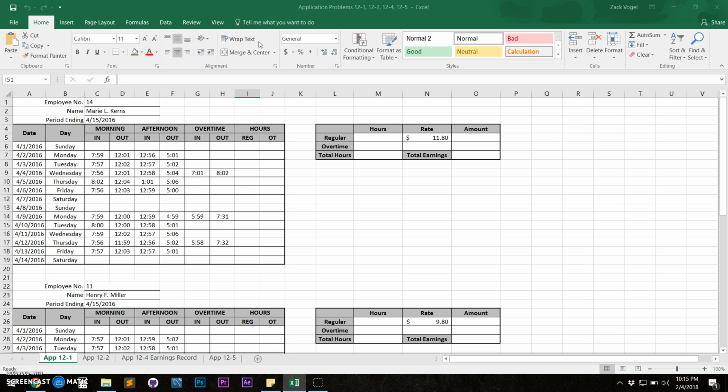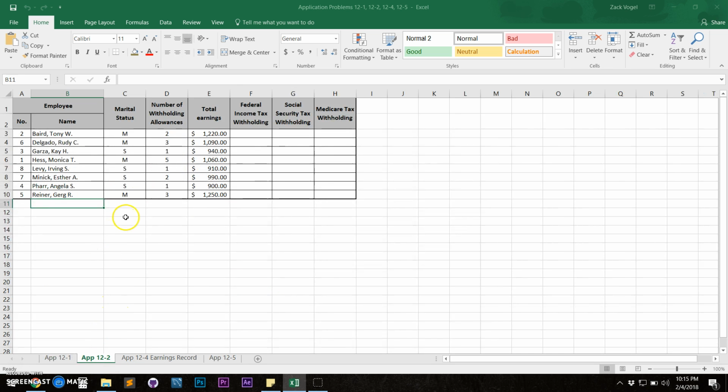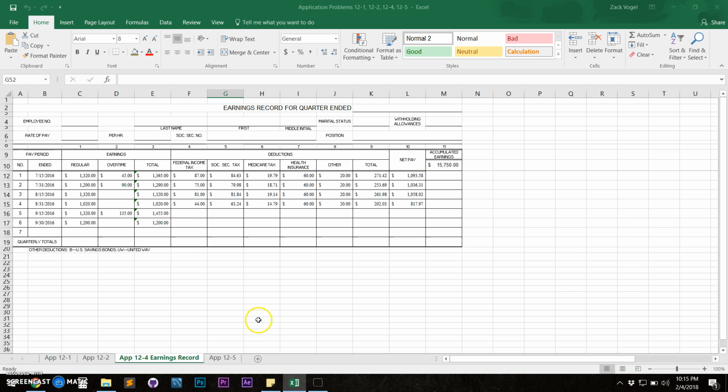So first of all, 12.1 here is a time card scenario where people clocked in, clocked out, we round them to the nearest minute, and we'll figure out how much they made. And we'll come back to that here in a second. 12.2, we've seen this before. We're figuring out how much people owe in taxes. 12.3 is a red-green problem. 12.4 is an earnings record.